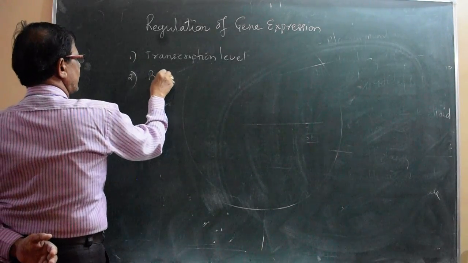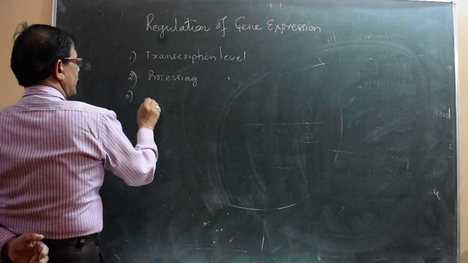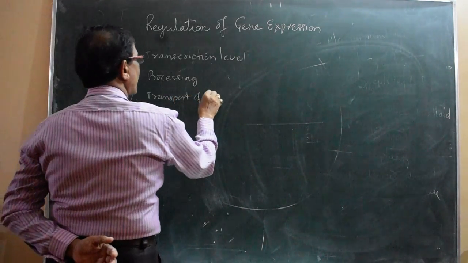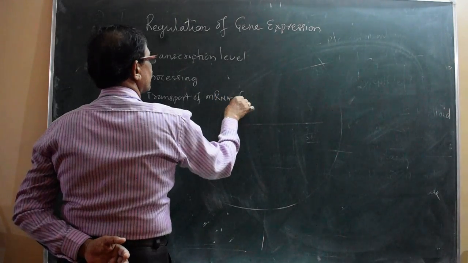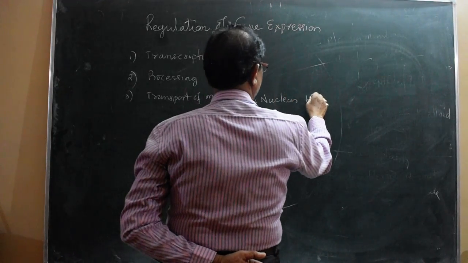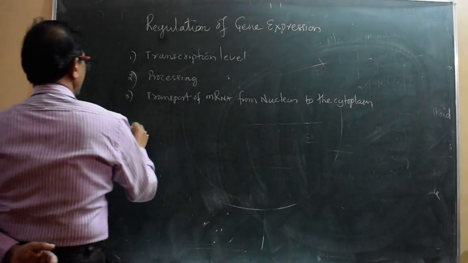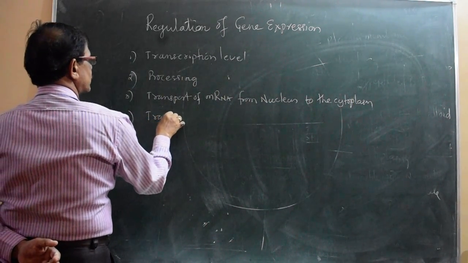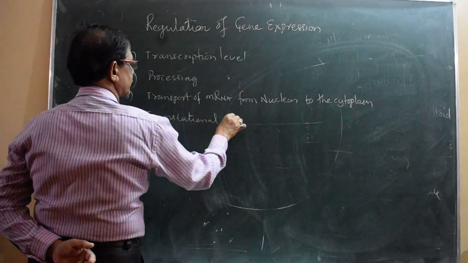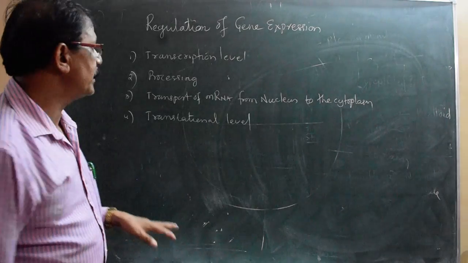Second one is the processing level. Next one is the transport of mRNA from the nucleus to the cytoplasm. And the last one is the translational level. You have already studied all four, and again there is nothing special here.